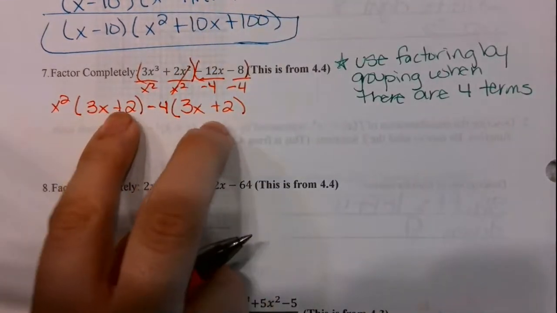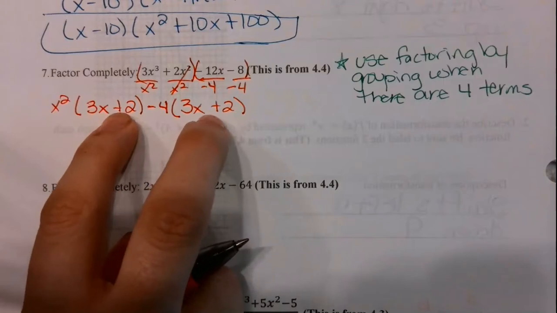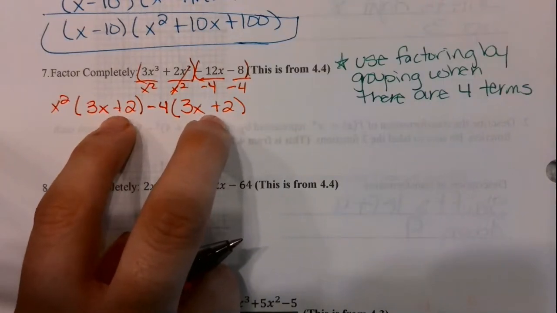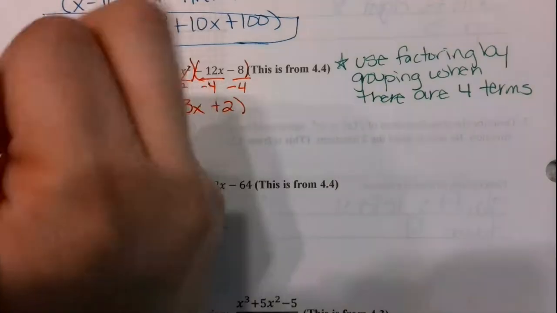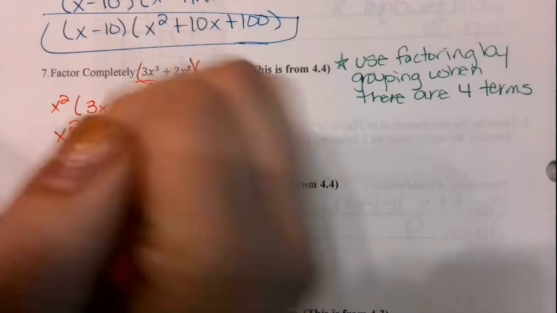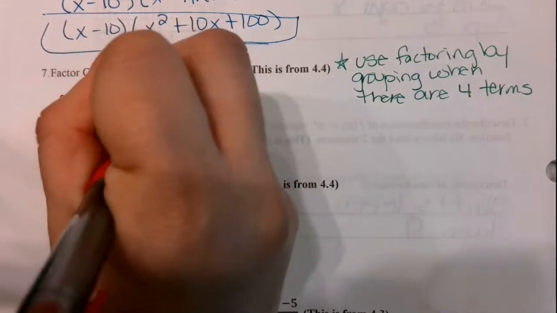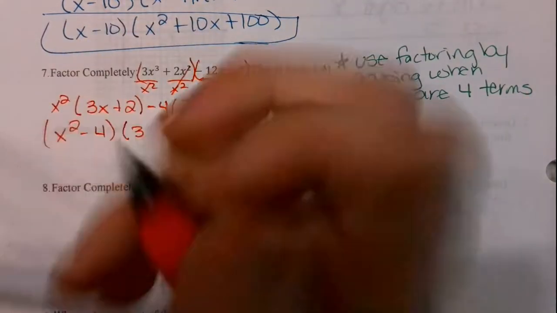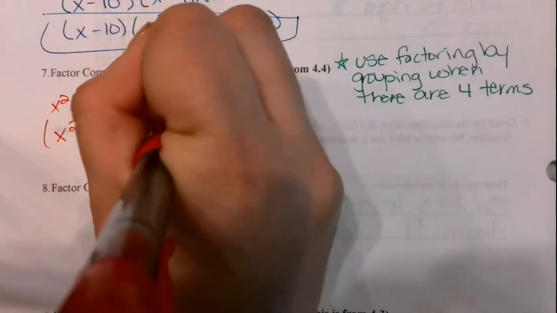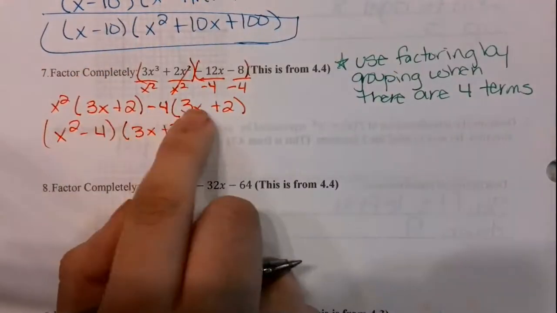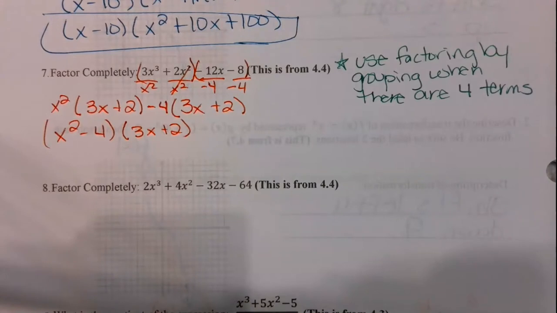Notice, because these are the same thing, 3x plus 2, I can rewrite it so that the outside pieces get combined together. So I'm going to have x squared minus 4. That's combining the outside pieces together. And then I just write the duplicated piece. I only write it once.